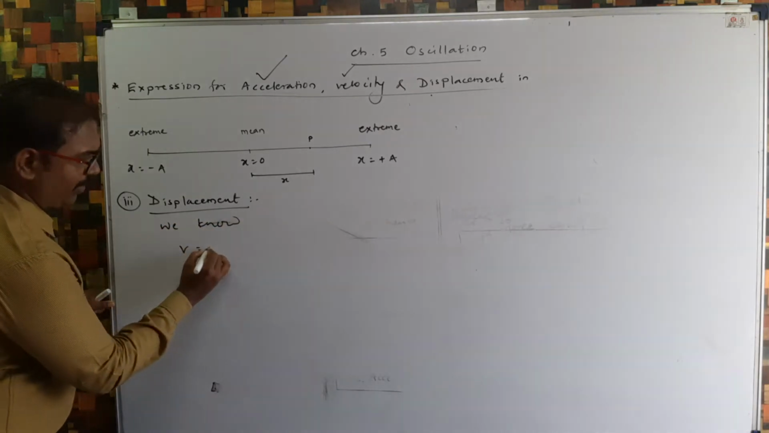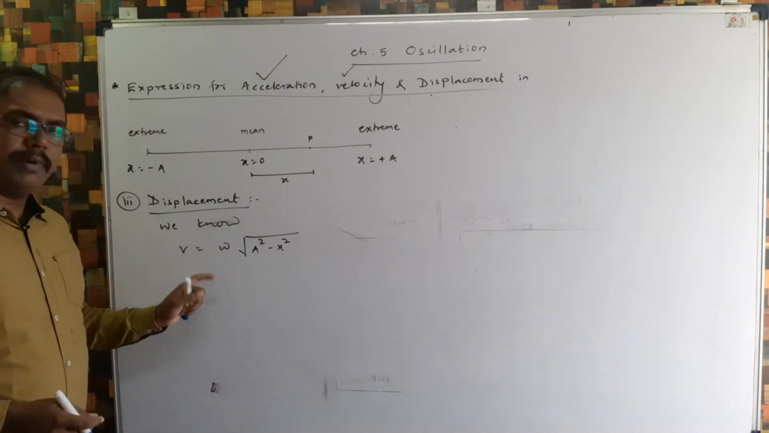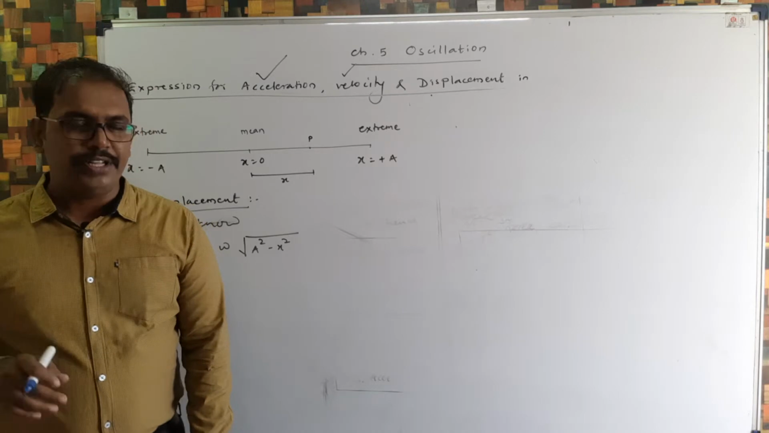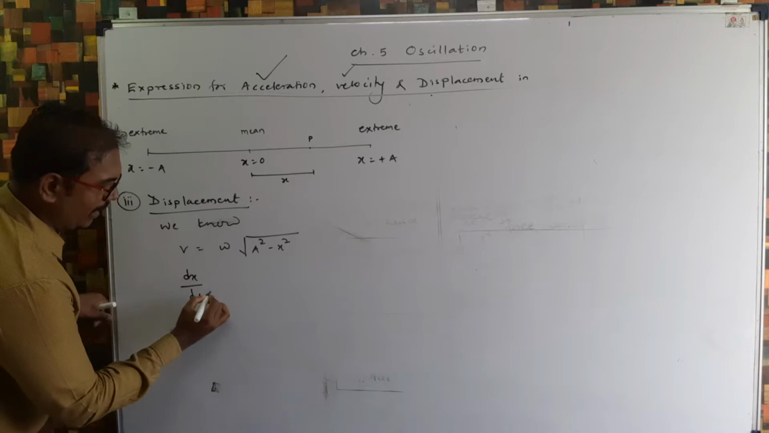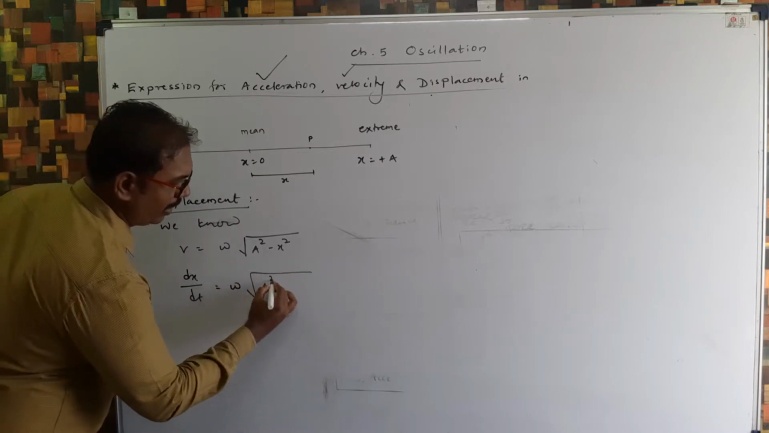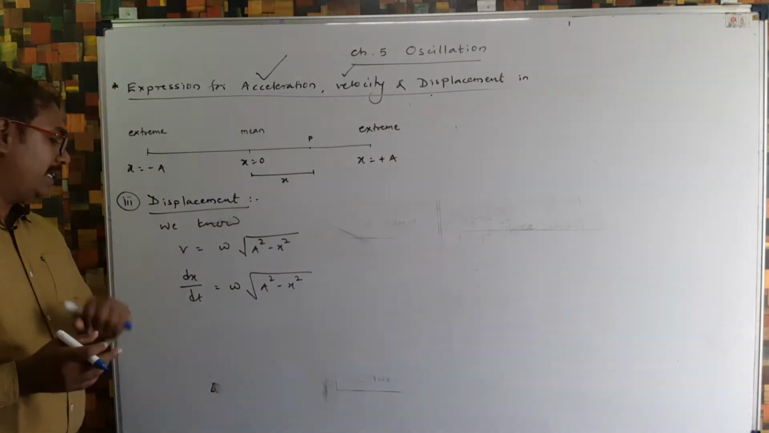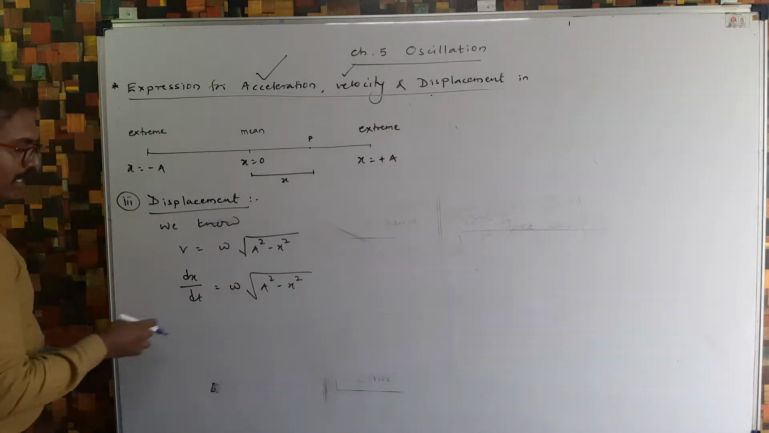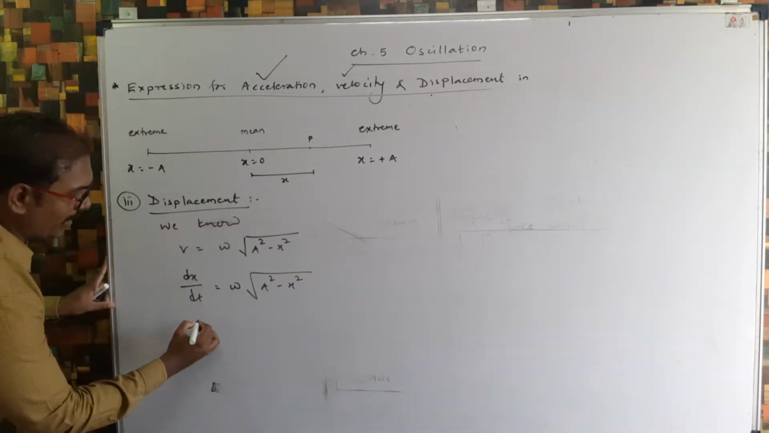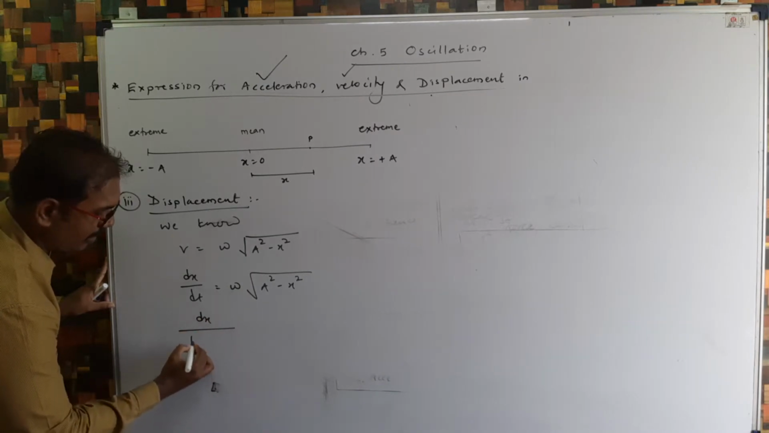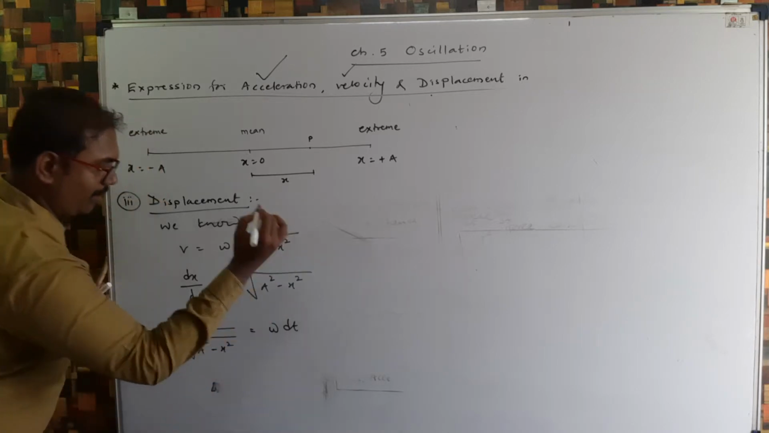We know velocity is omega under root a square minus x square. I have not written plus minus here, I consider the magnitude only. So I can write this velocity like this: dx by dt is equal to omega under root a square minus x square. Now we have to obtain displacement. So we can do one thing here. I can transfer this square root to this side and dt to that side. So we get dx divided by under root a square minus x square is equal to omega into dt.